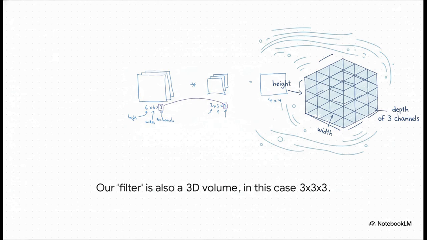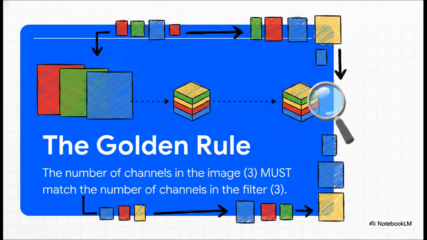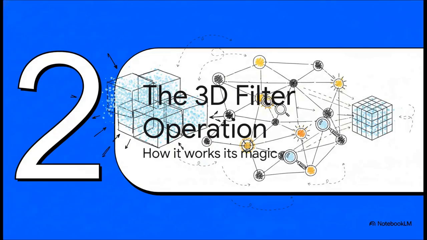But here's the critical part. It also has a depth of 3. And that's not a coincidence. It's designed specifically to match the image it's about to scan. And that leads us to basically the golden rule of this whole operation. It's super simple, but absolutely non-negotiable. The number of channels in the image must match the number of channels in the filter. Our image has 3 channels for R, G, and B. Then our filter has to have 3 channels. No exceptions.